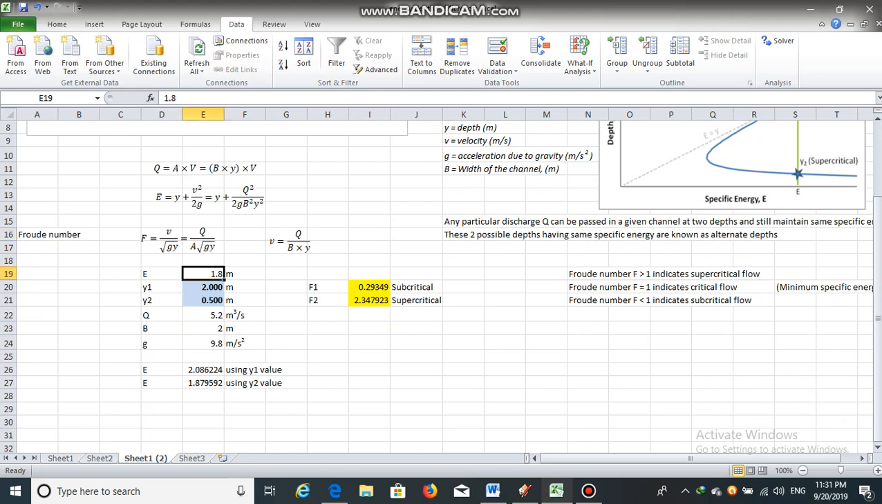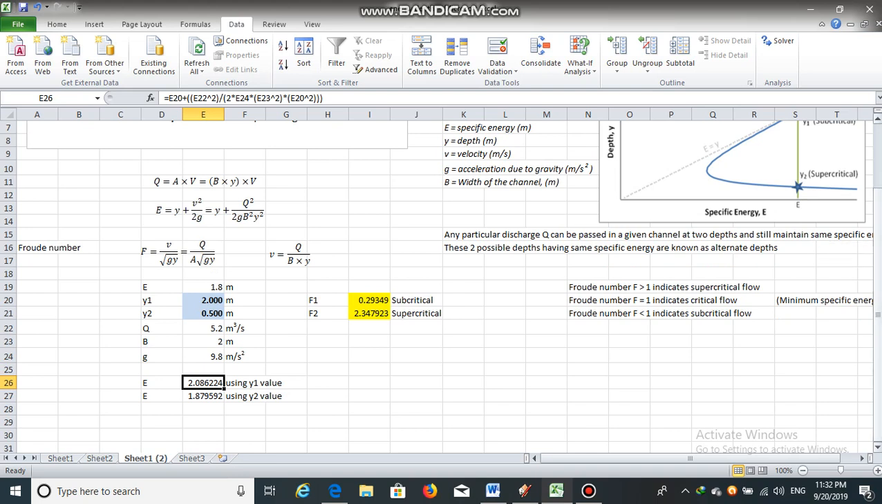Now, specific energy E is given, it is 1.8 meters. Y1 and Y2 are yet to be calculated. I've just guessed these values to come to the optimum solution. Q discharge is 5.2 meter cube per second. The width of the channel is 2 meters and acceleration due to gravity is 9.8 meter per second square. Now let us calculate the alternate depths. So I have typed this equation.